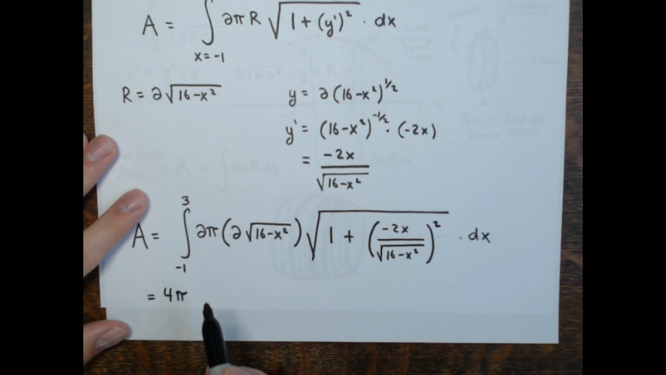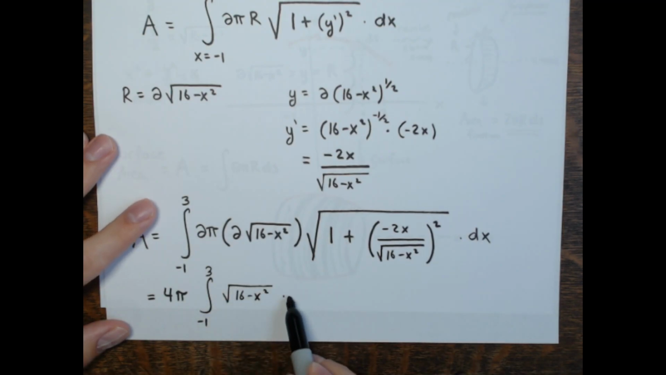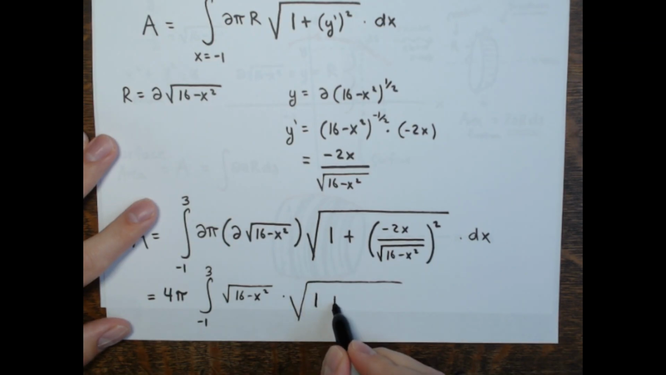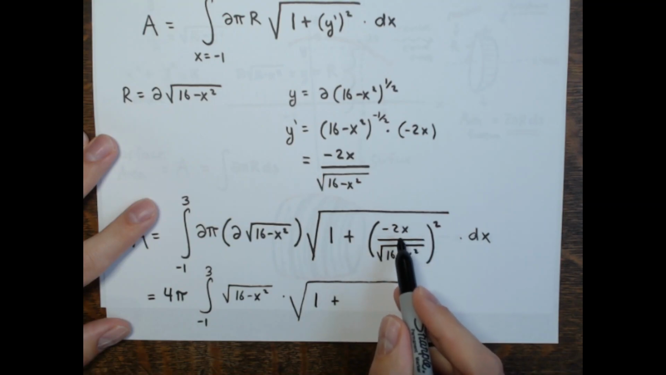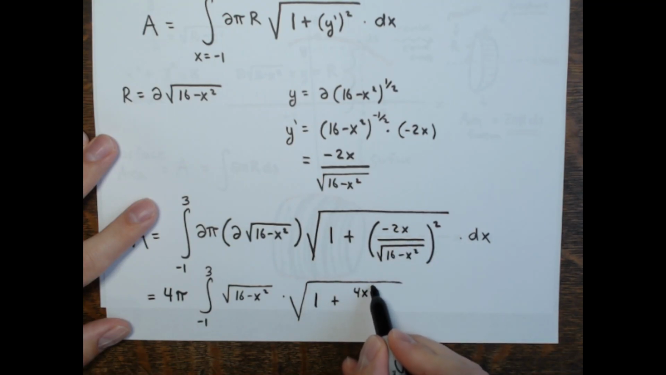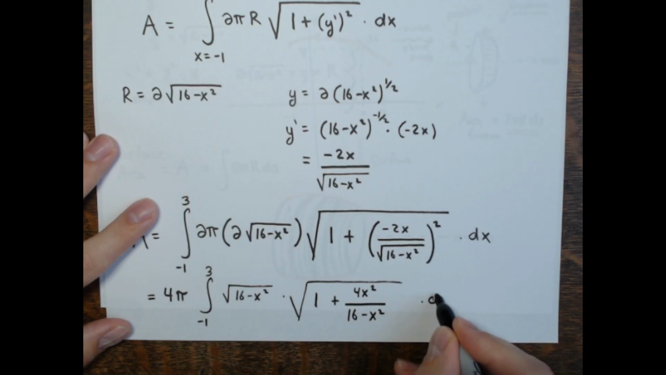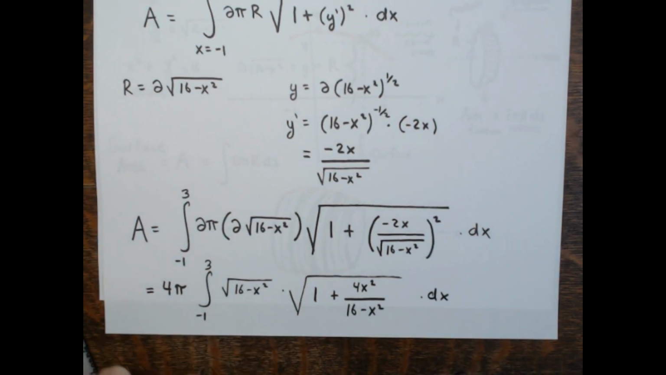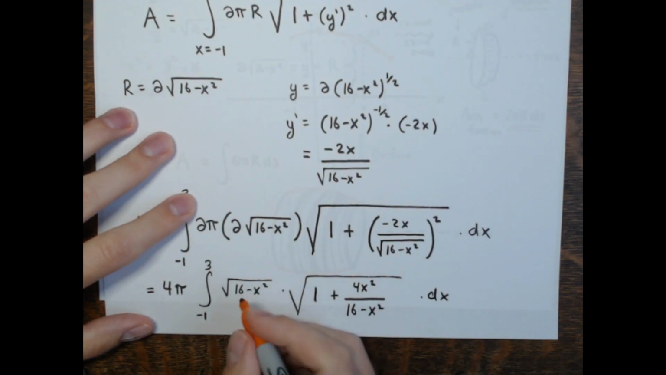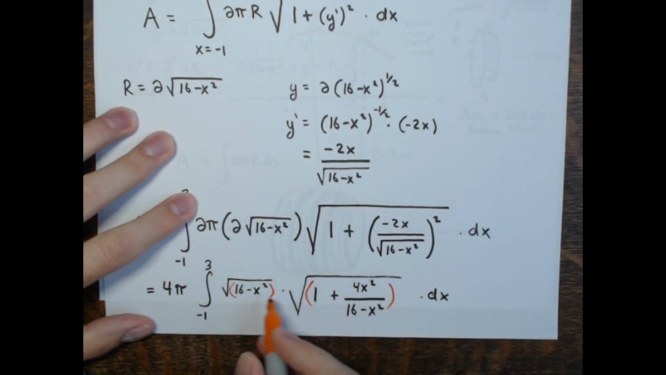So you got 4 pi, that's a constant multiple, times the integral from negative 1 to 3. And then left over in here, you got the square root of 16 minus x squared times another square root. So I can actually put these together, multiply these together. Square root of a product of the square roots. And then 1 plus, and then when you square this, you'd have 4x squared in the numerator, negative 2x times negative 2x. And then the square root in the denominator would be gone. And you got times your dx. And now if I put these together, what's going to happen is I have the square root of this times that. You're going to be multiplying this by this, and so taking that and distributing that times 1, that times this.